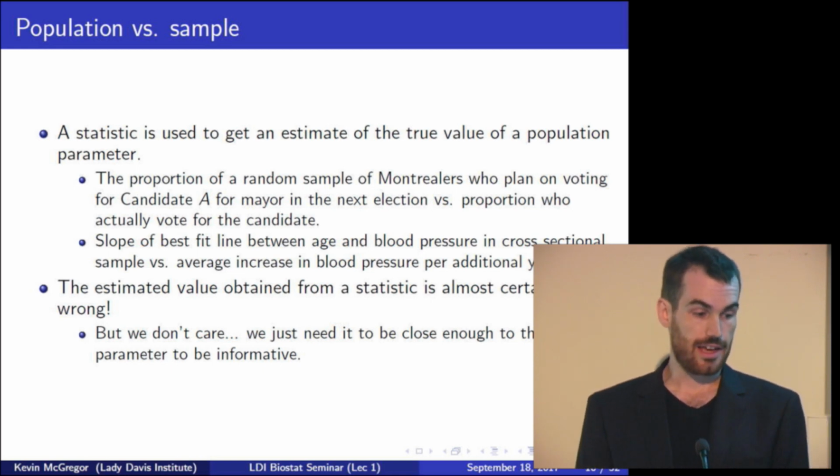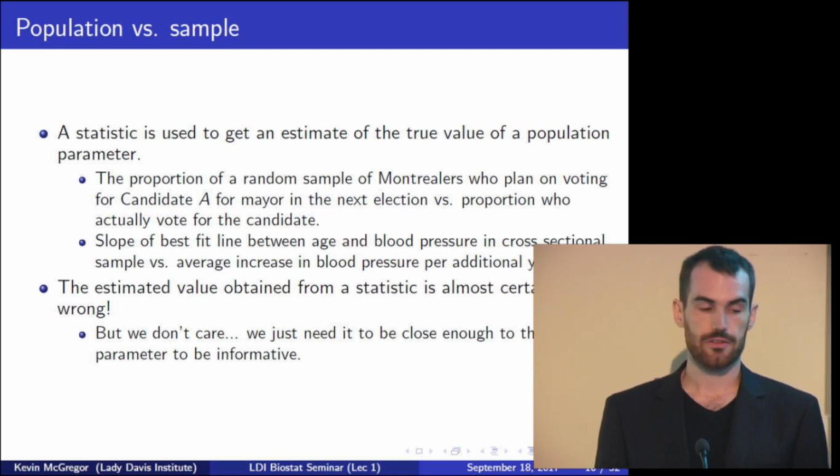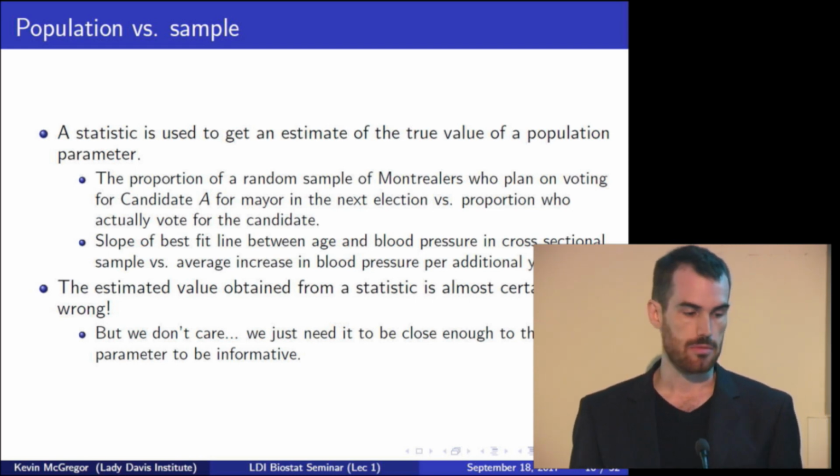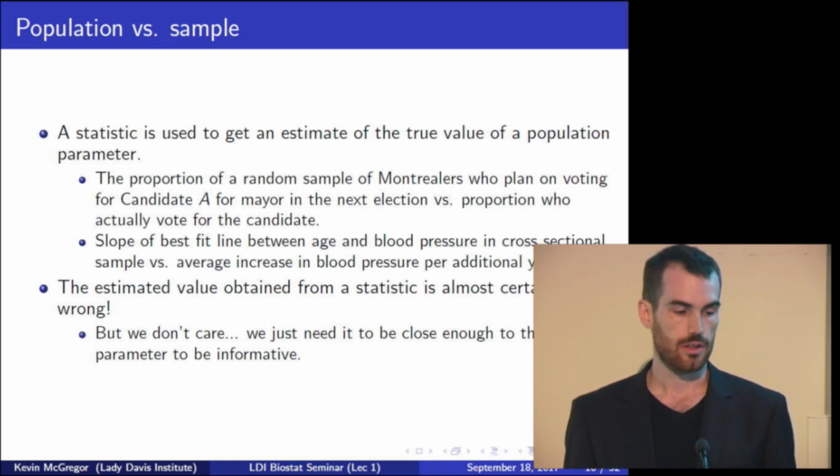So the point is that whatever we do get from our statistic is almost certainly going to be wrong. It's very unlikely that when we take a mean that it's going to be exactly equal to the mean of the population.